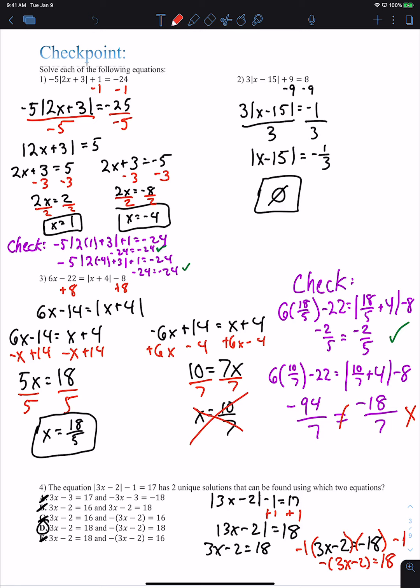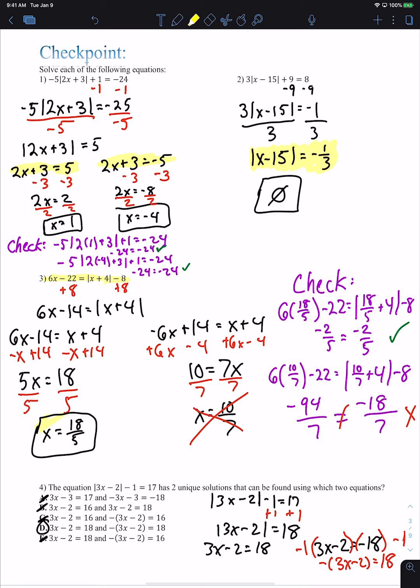Number 2, when you get the absolute value alone, you get at the very end the absolute value of x minus 15 is equal to negative 3. You can't have an absolute value equal to a negative number, so we have no solutions. Number 3, be careful. Gotta first get the absolute value by itself. But then when you check your solutions, 10 over 7 is an extraneous solution. So it's not a true solution to the original equation. So that gets crossed off, and our only solution is 18 over 5.